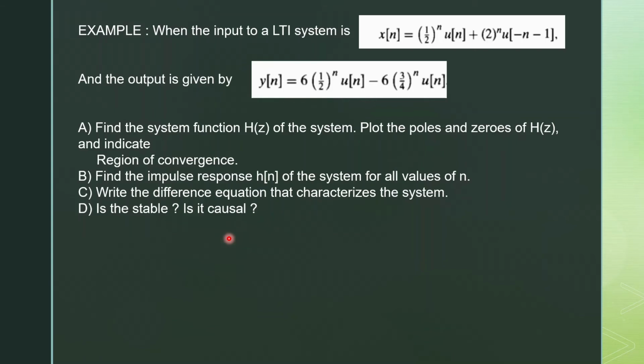In this we are given an input difference equation and output difference equation of an LTI system. We need to find the system function H of z and the poles, plot the poles and zeros of H of z and indicate the ROC, and also find the impulse response h of n of the system for all values of n, and write the difference equation that describes the system, and tell whether the system is stable or causal.